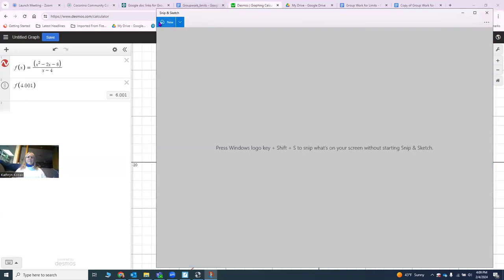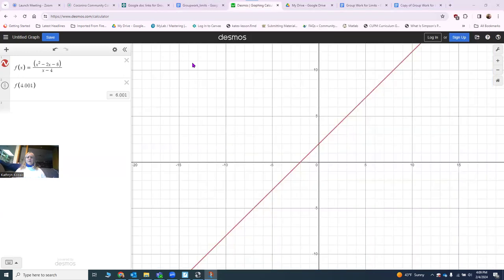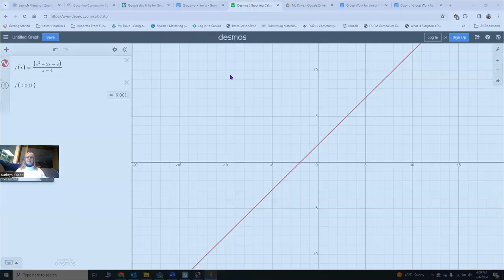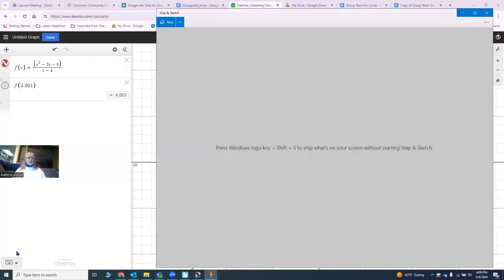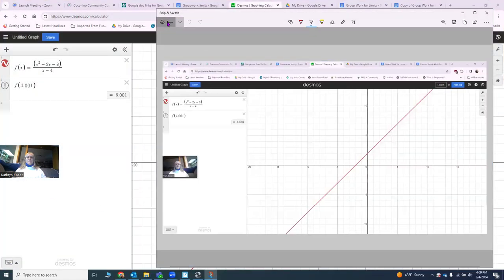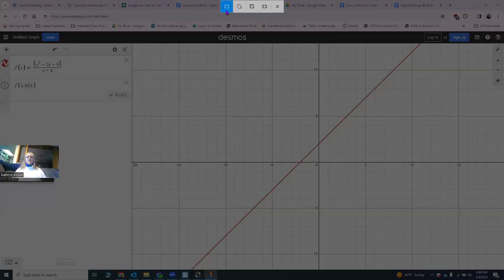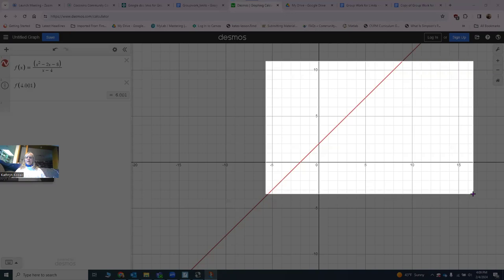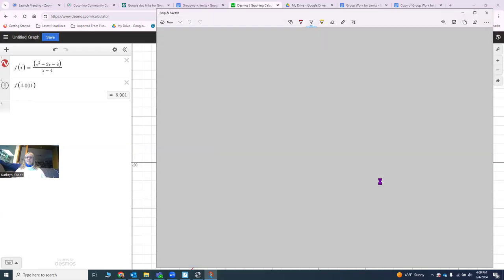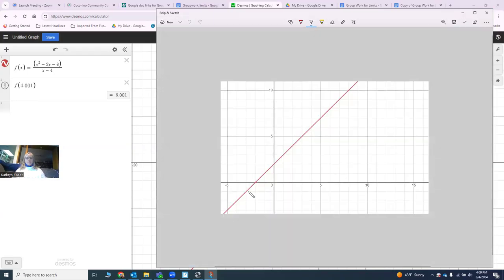Because I only want a little bit, I'm going to use snippet. I just don't want the whole screen. I just want that little bit there. Where'd it go? New one. Let's do a new one. And I'm going to do drawing. And I want to get that value right around there. And then we'll go ahead and put this into the graph we happen to have.